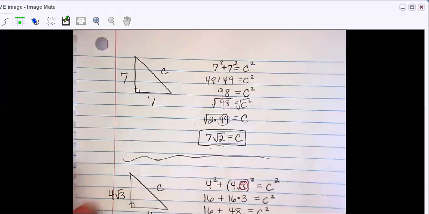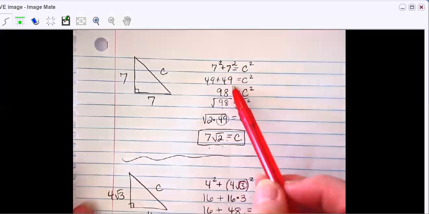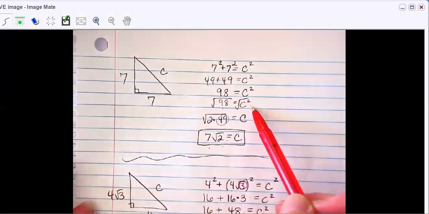The second page was just going over a few more examples because they involve square roots. So if both sides are 7, 7 squared and 7 squared, 49 and 49 equals 98. So 98 equals C squared, square rooting both sides.